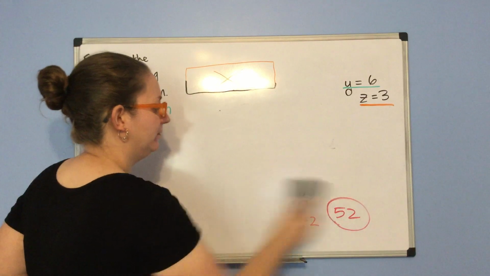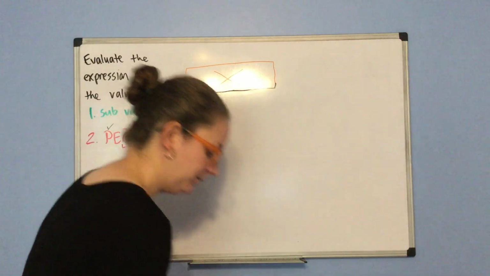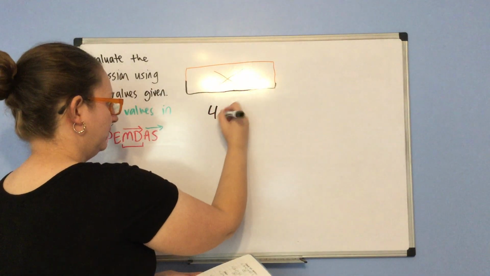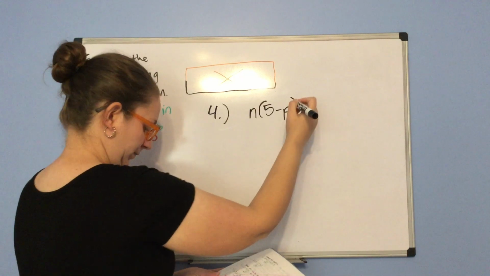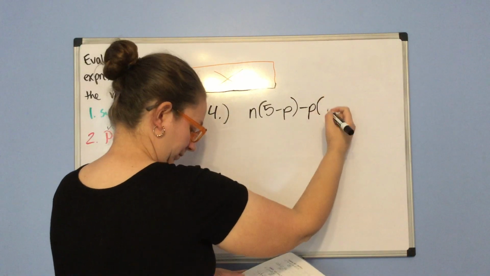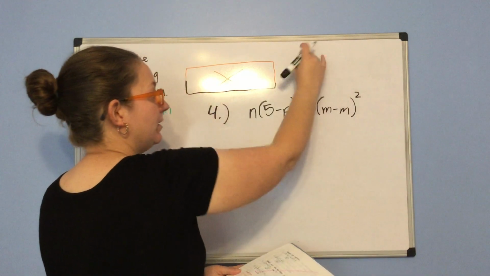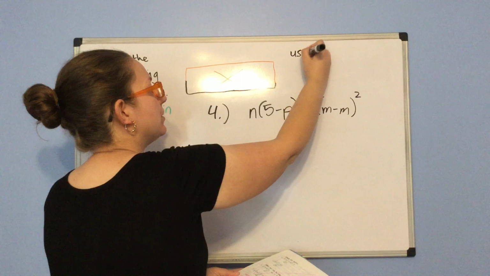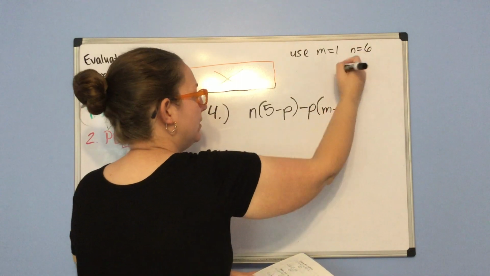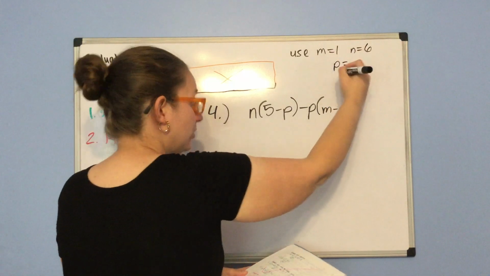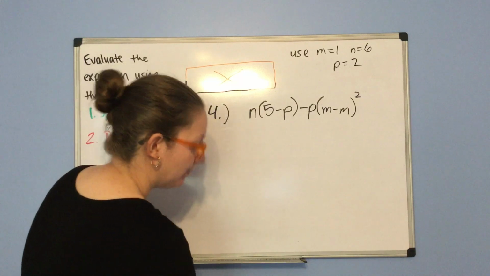One more. This time I'm going to write these up here. We're going to use m equals 1, n equals 6, p equals 2. So we have a little bit more to keep track of this time, but the process is the same.